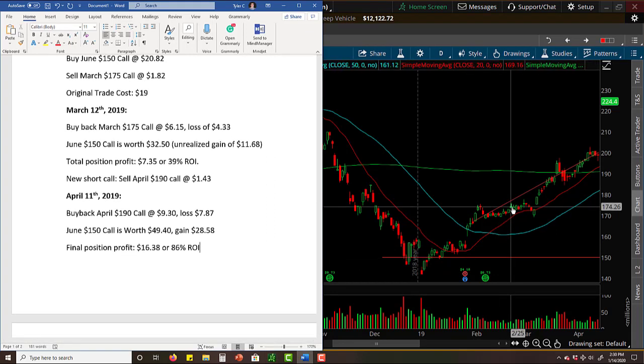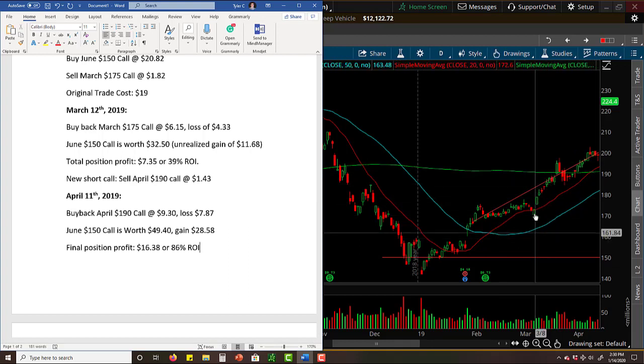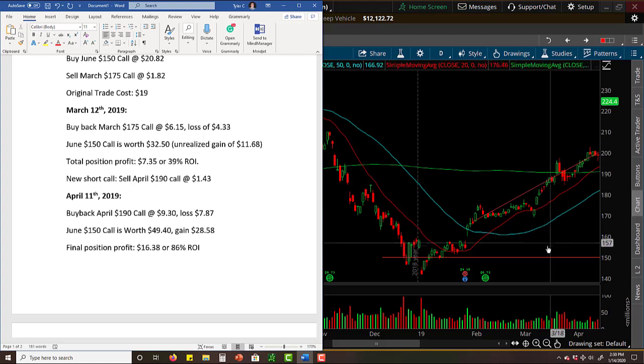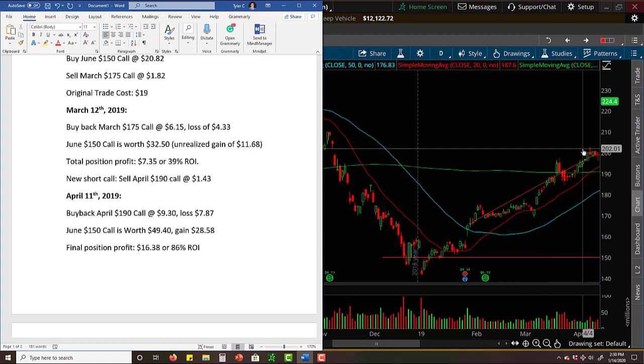The other takeaway is it's a good thing we sold some lower delta calls. That allowed us to profit quite a bit before our short calls went in the money. Had I sold 40 delta calls, this wouldn't have been as good.